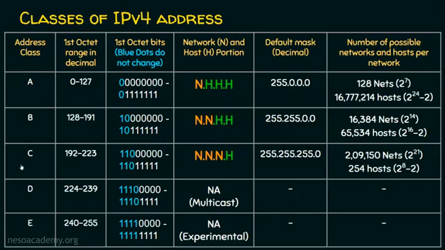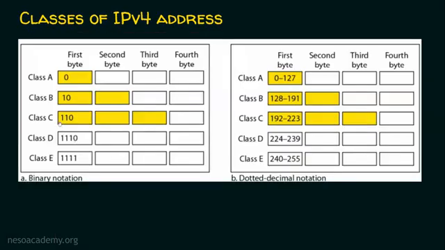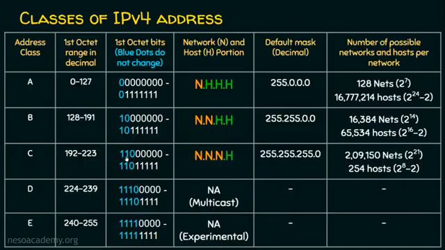Then coming to class C, we know in class C the first 3 bits are fixed, which is 110. When 110 is fixed in the places, we will obviously have 5 bits left, and in these 5 bits the starting will be all zeros and the ending will be all ones. And when we convert the binary into decimal, we will be getting 192 as the starting and 223 as the ending in decimal. And this is the class C address.